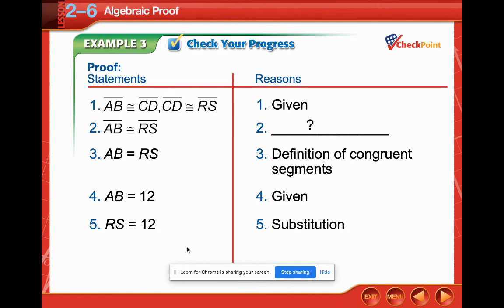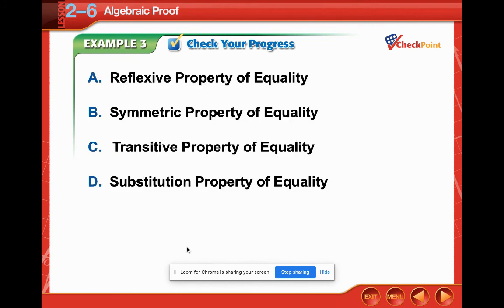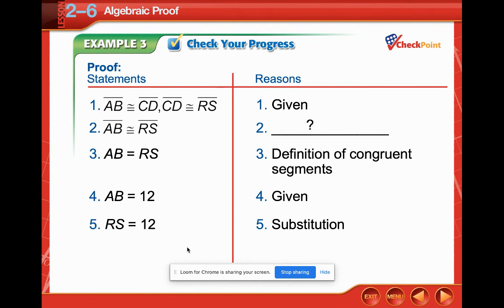Okay, ready? Now I'm going to show you the options. Which one is it? Hopefully you selected the correct answer, which in this case is transitive. Great job. Just to show you, AB is congruent to CD. CD is congruent to RS. So how is AB congruent to RS? Because transitive.